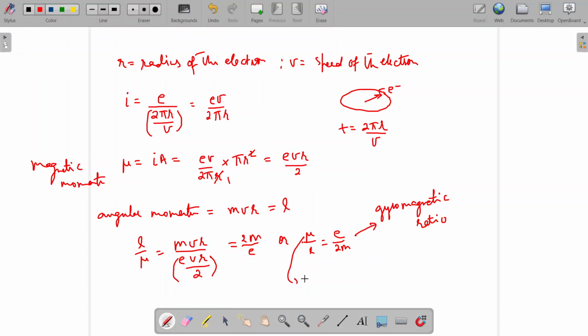So this was the magnetic moment, and its ratio with angular momentum has a fixed value. After substituting the values of e and m, we can get that particular value. So this was the gyromagnetic ratio.